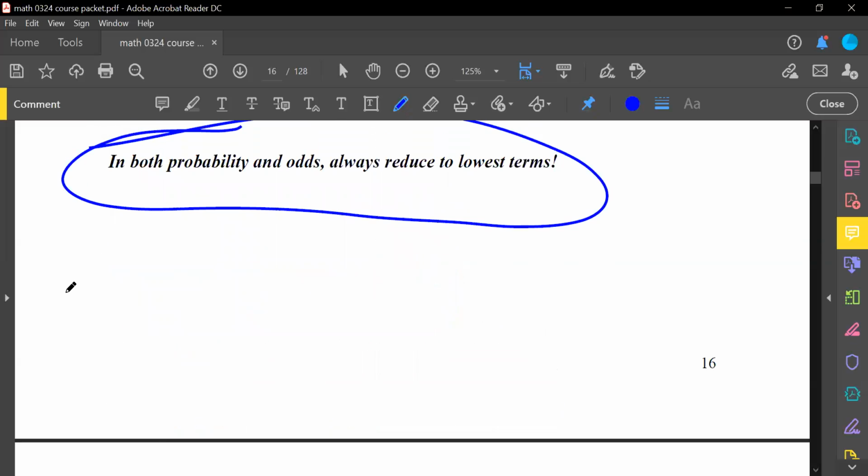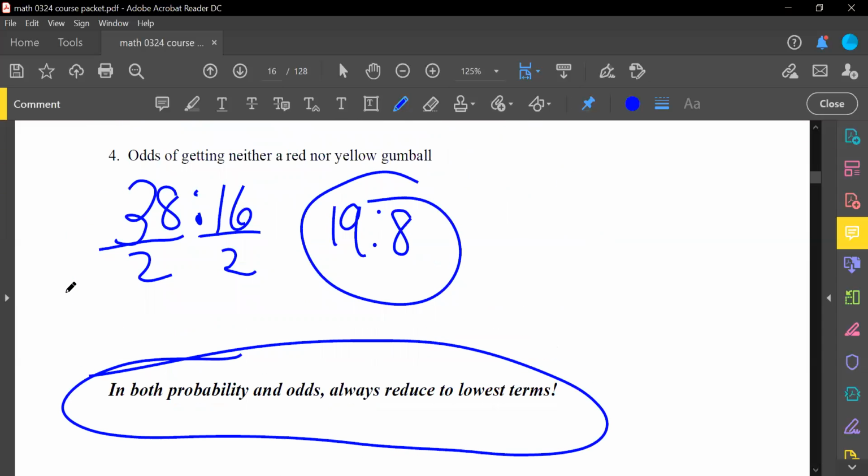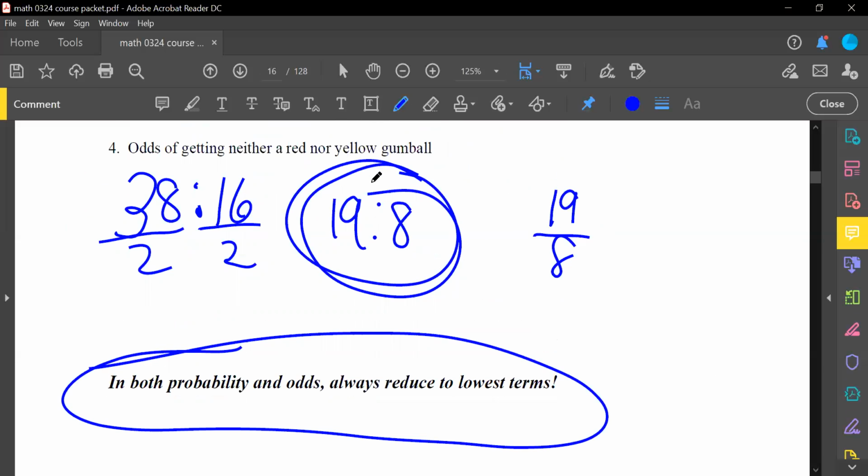Probability is going to be a fraction. Odds is still, the way that I think of it, a fraction, but you have to put the colon. So rather than writing 19 over 8, you want to do your colon, okay?